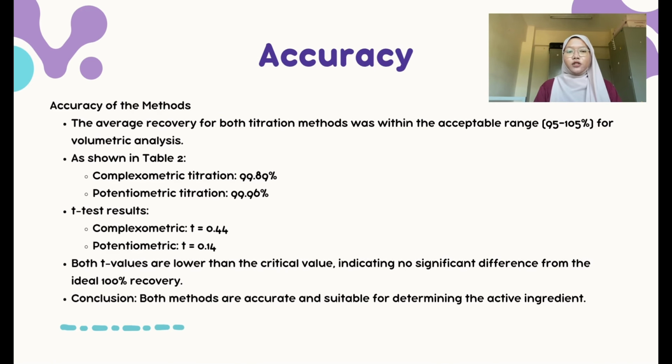The t-values obtained were 0.44 for complexometric titration and 0.14 for potentiometric titration. Both values are lower than the critical t-value, indicating no significant difference from the ideal 100% recovery. Therefore, we can conclude that both methods are accurate and reliable for determining the active ingredient, zinc pyrithione, in shampoo.